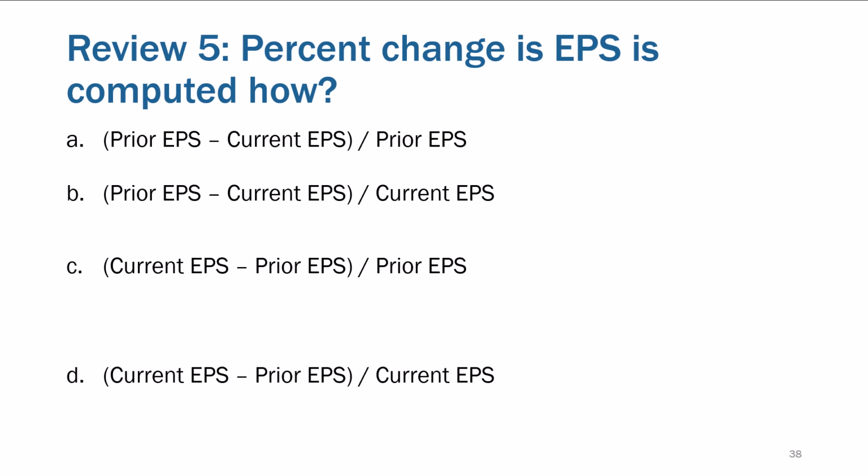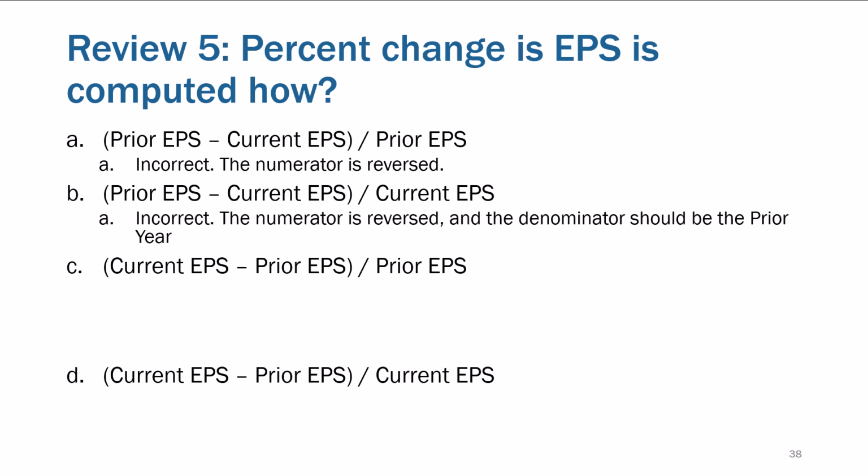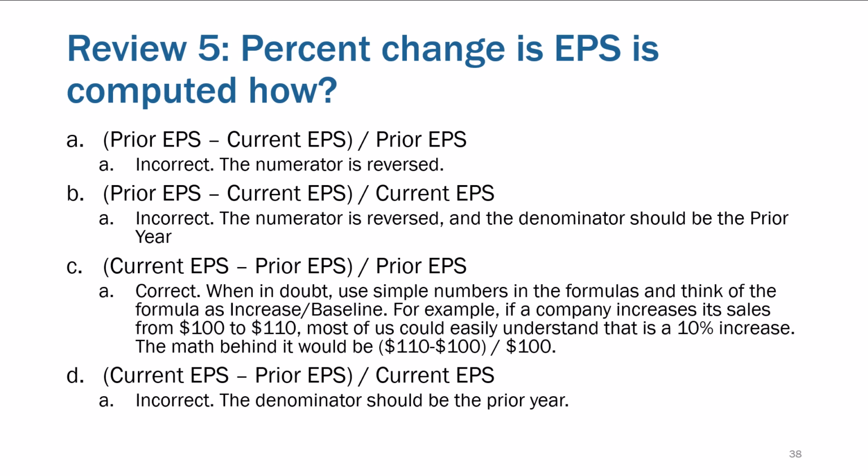So we look at this review question, percent change in earnings per share. How do we compute that one? It is not prior minus current divided by prior. It's not prior minus current divided by current. There's a couple items backwards in there. It's not current minus prior divided by current. It is current minus prior, so that's going to be your change, divided by prior. So I give you a little hint there.